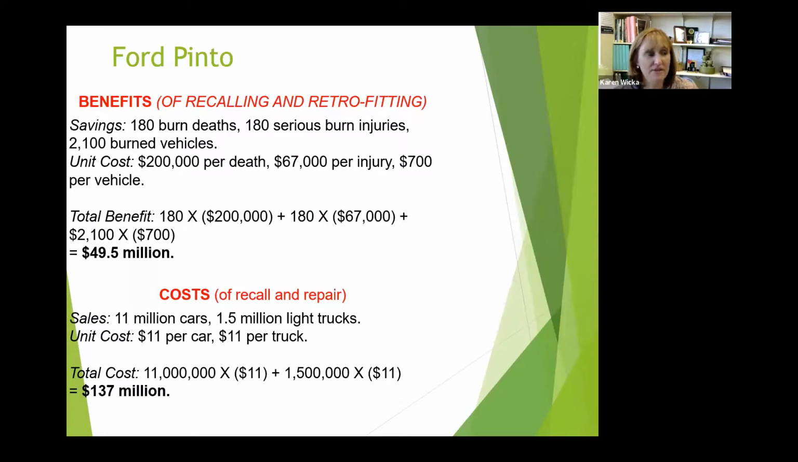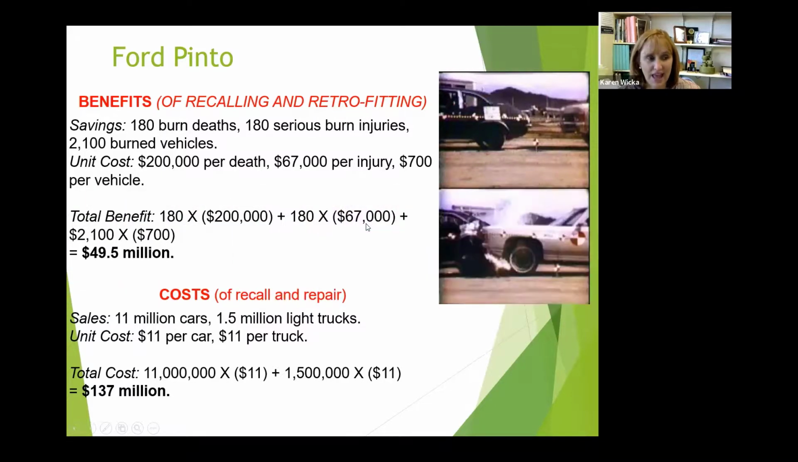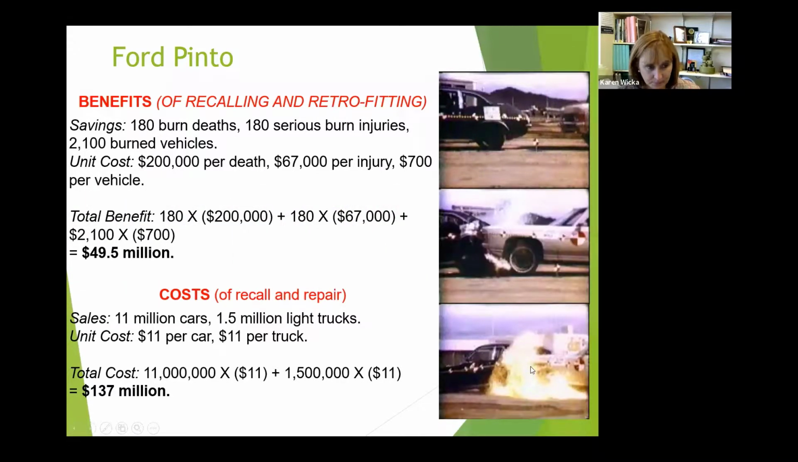Okay. Now, another famous one is the Ford Pinto case. There was this car, a Ford Pinto, and they took the gas tank and put it in the back of the car. They knew that if the car got rear-ended, it would explode, because they did all these tests and it exploded. They knew this was happening, but they did a cost benefit analysis.